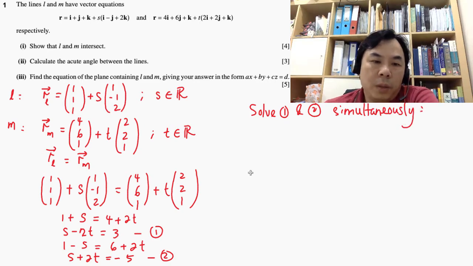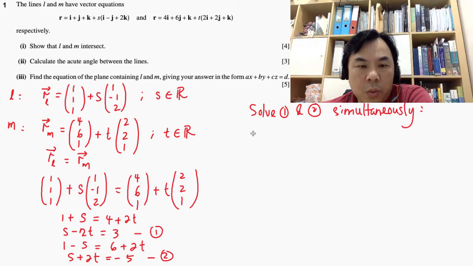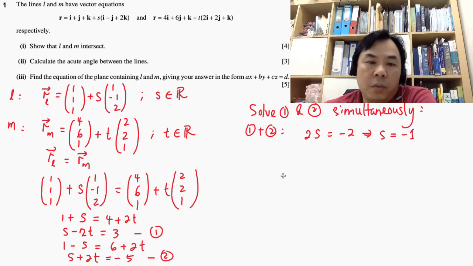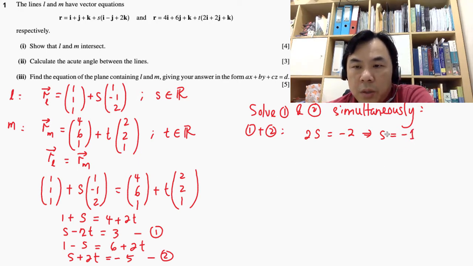Now, there are many ways to do this. One way is through elimination. So I'm going to take equation 1 plus 2, and I will be able to get 2s is equal to negative 2. Hence, that implies that the value for s must be equal to negative 1. And then from here, we're going to substitute this value back into either one of these.